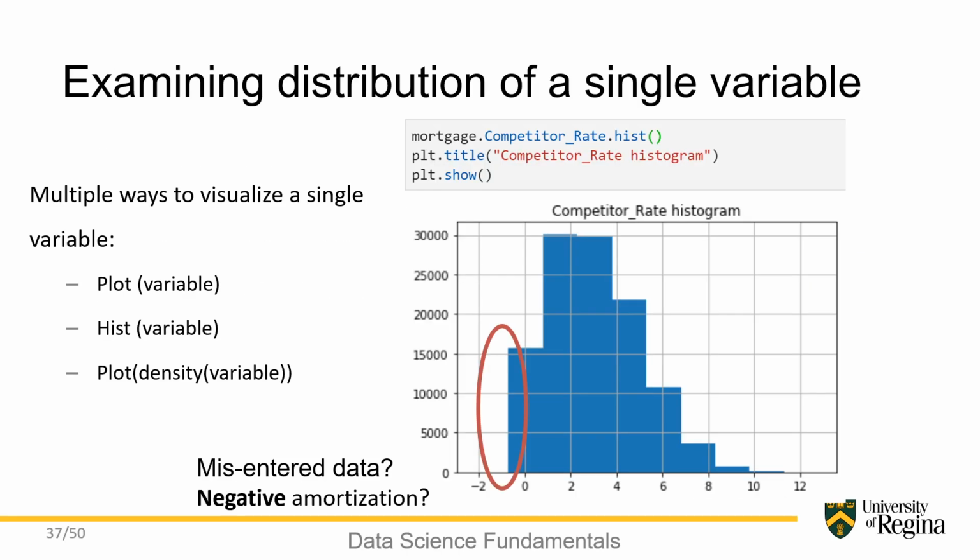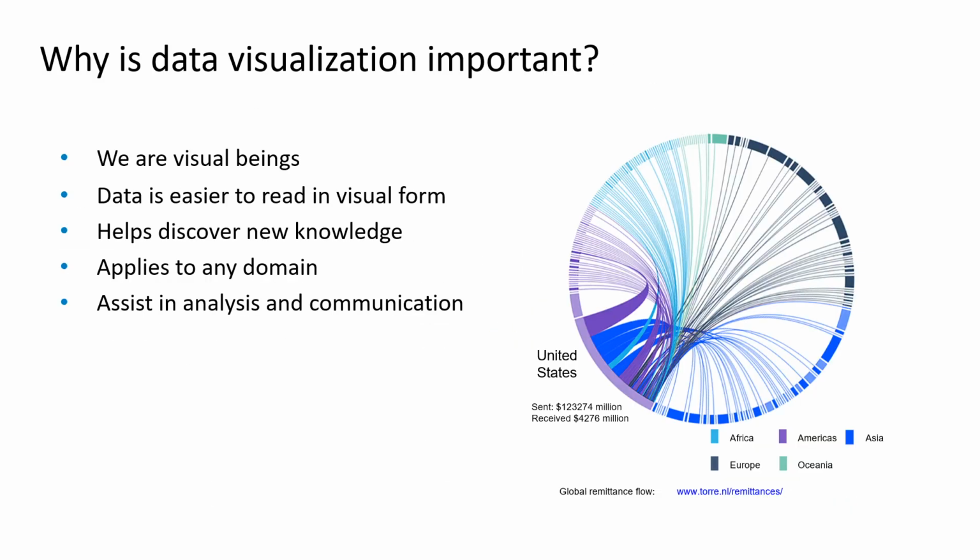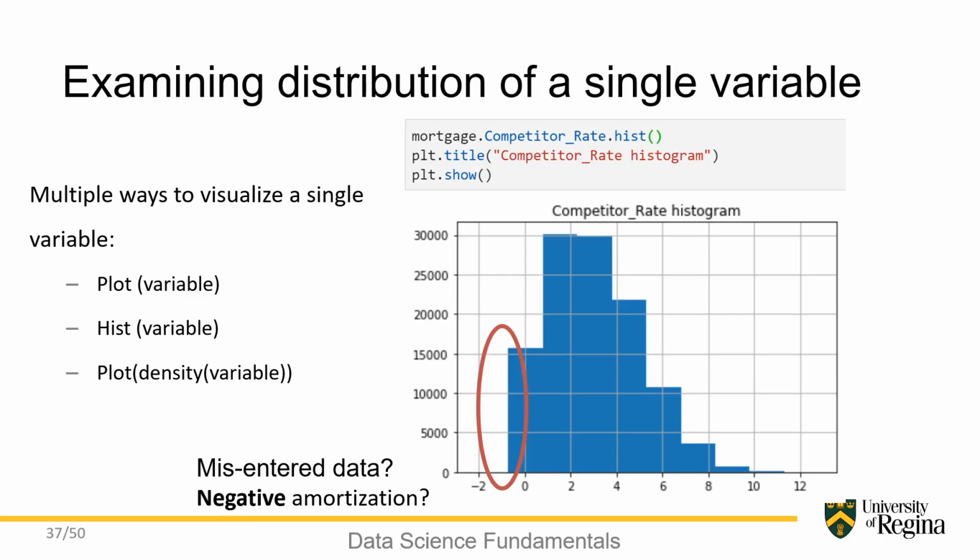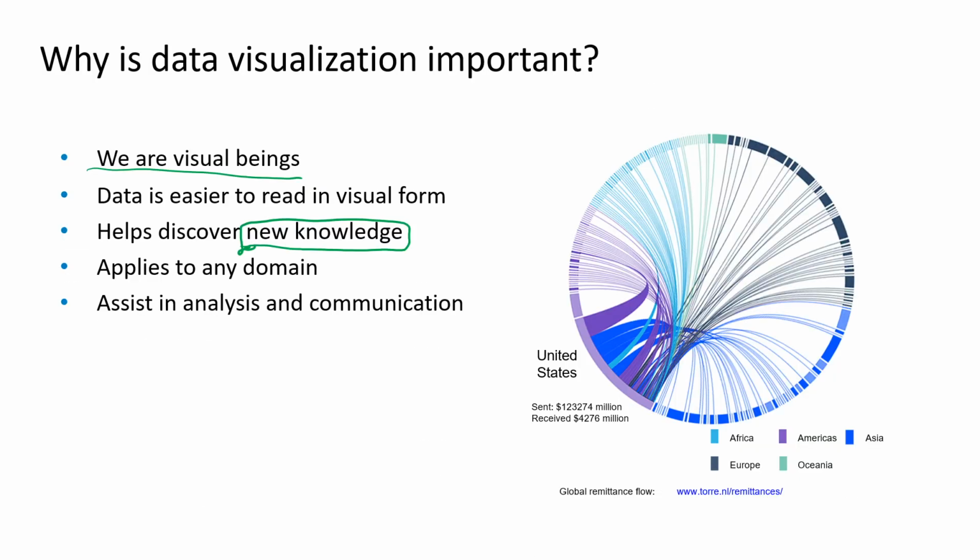So another reason that visualization is important for us is that human beings are visual beings. We understand visual concepts sometimes better, most of the time actually better, if the visualization is good. If the visualization is bad, then we may want to just stick to numbers. Data is easier to read in visual form, and sometimes it helps discover new knowledge. So you just saw how visualization helps us discover new knowledge that was not available if we were just looking at the data.